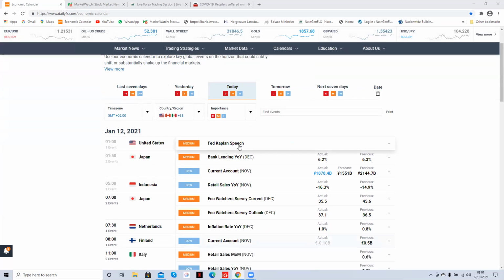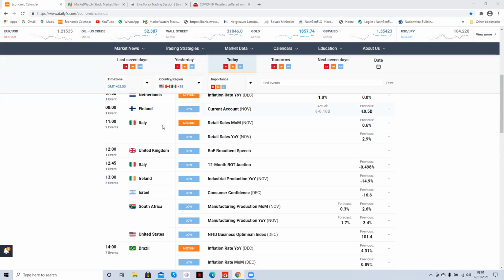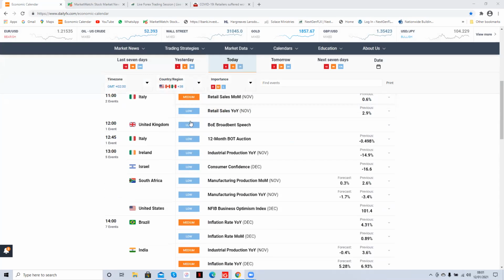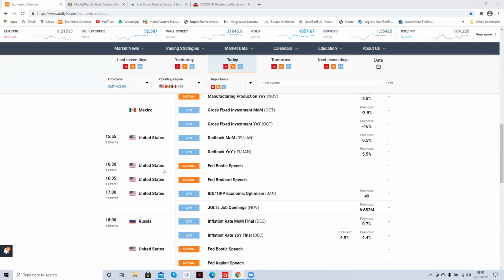So we're looking for reports of high importance and also noting reports of medium importance that could affect the Euro or the US dollar. So let's go through that slowly. Obviously, we can ignore Italy. Italy and the Netherlands, we can ignore them. Then, of course, we could just ignore all these reports of low importance. We can ignore that from Brazil and India and Mexico. And then you can see here, 4:30, GMT +2. We have the Fed Bostic speech and the Fed Brainard speech.